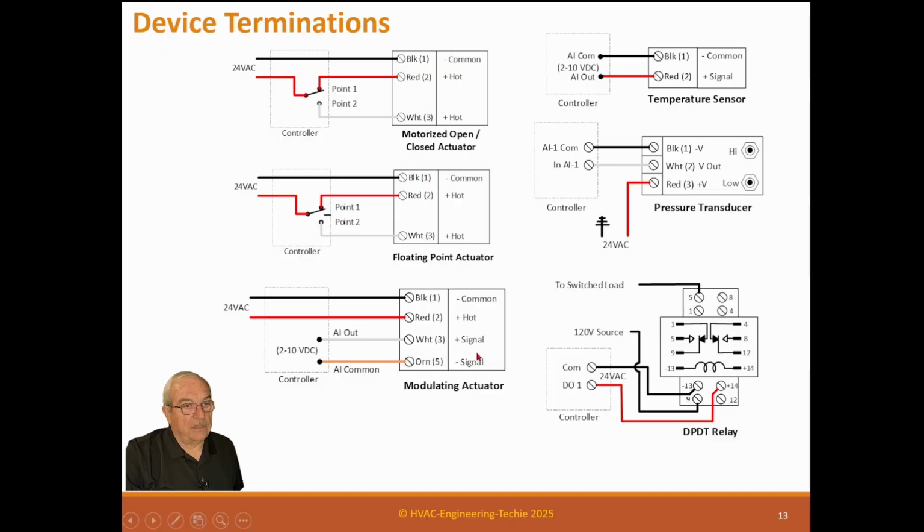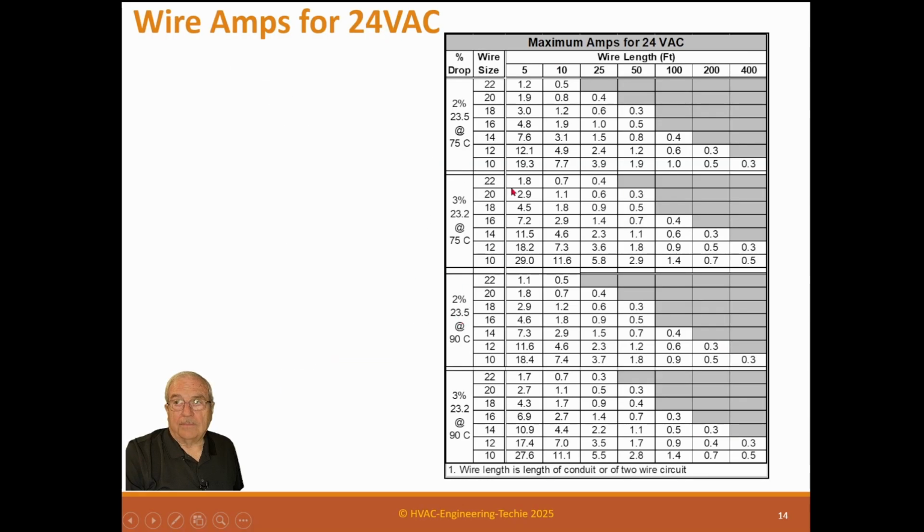Because now modulating actuators can be spring return also. It just means when there's no power, they go to their normal state, whether it's normally open or normally closed, depending on the actuator. So these should be on the drawings and tell the installer exactly how to wire everything up.